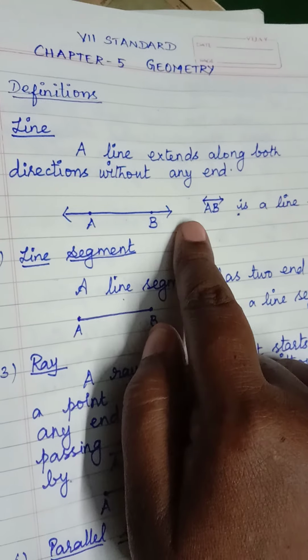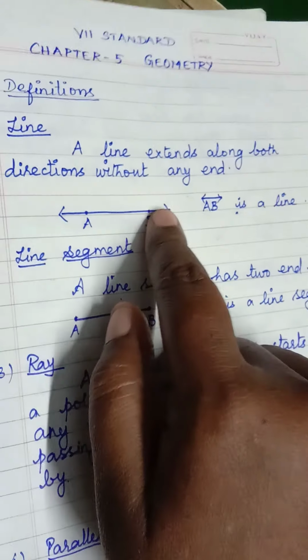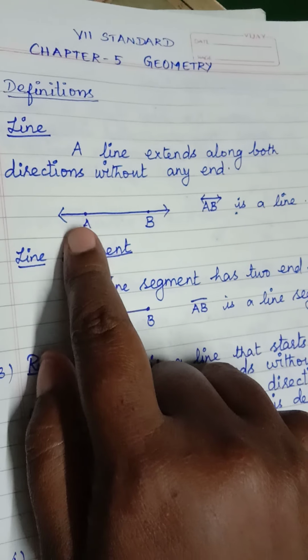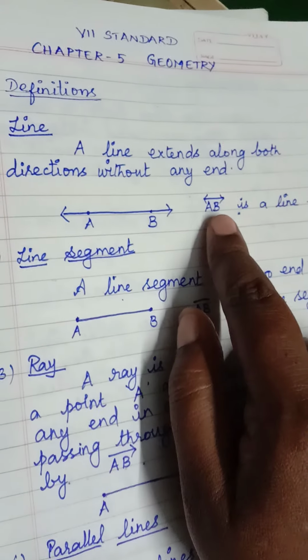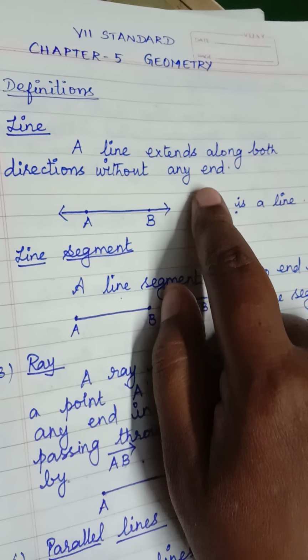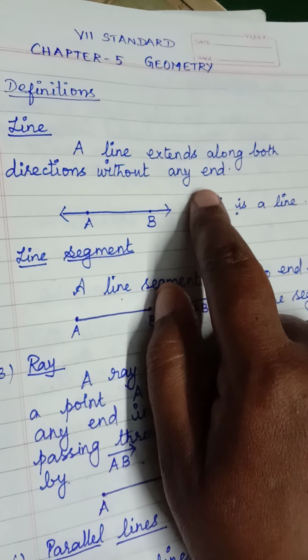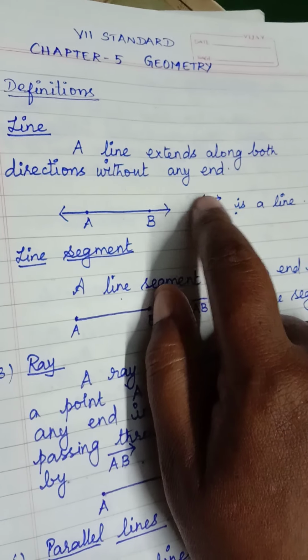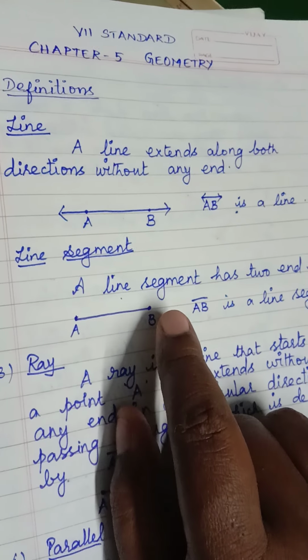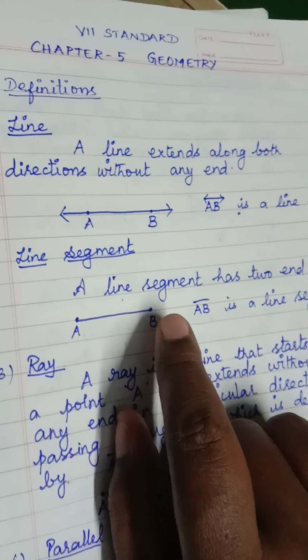See, this is a line. It can extend this side or this side. We can stretch as far as possible. There are 2 points A and B, so we denote this line as AB. See the top up above the AB, there is a line with both sides arrow mark. This means that it can be extended on both sides. It does not have any end, so this is a line.